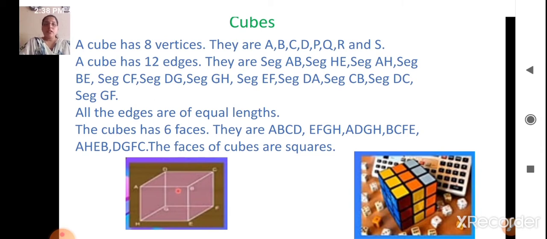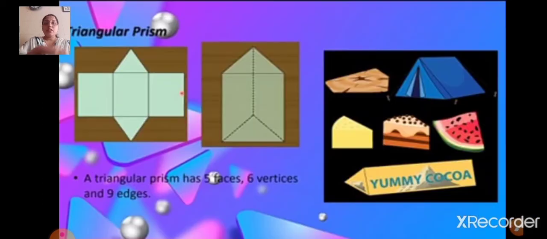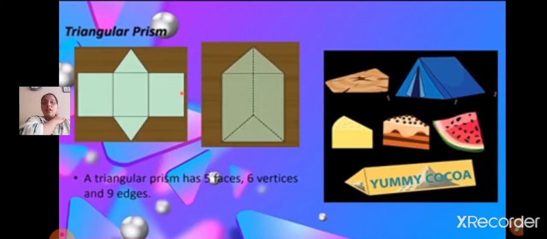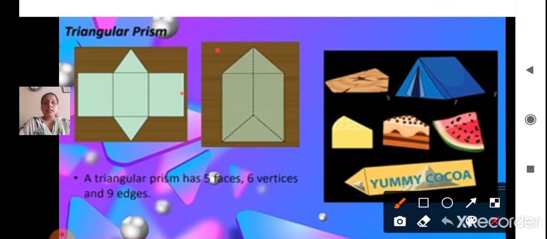Let us see the next shape, that is triangular prism. Now a triangular prism, you can see the examples. This is the net form of the triangular prism. If you make the net form, the shape formed is like this. You can see it here on my screen. Okay, so a triangular prism has 5 faces, it has 6 vertices and 9 edges.